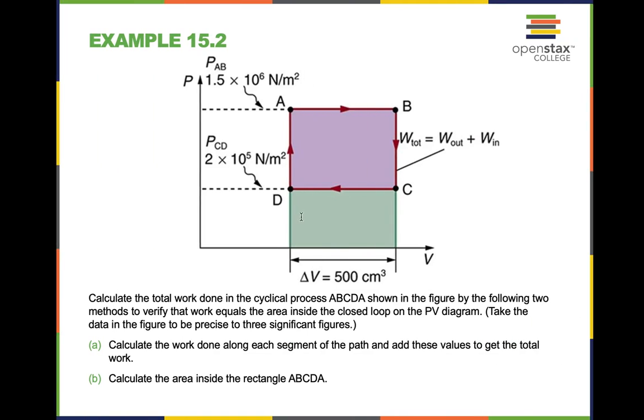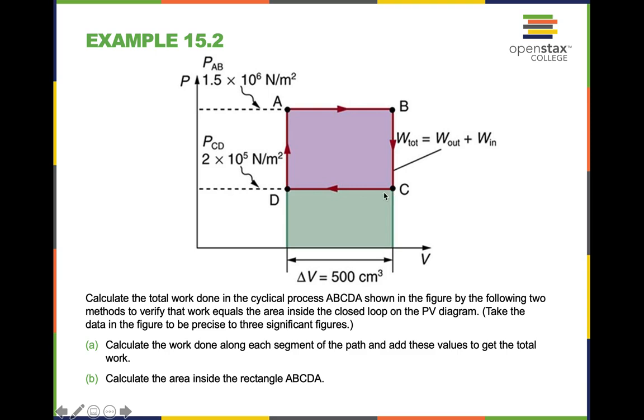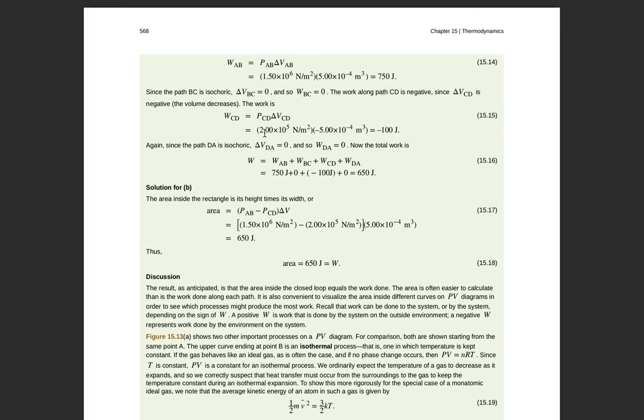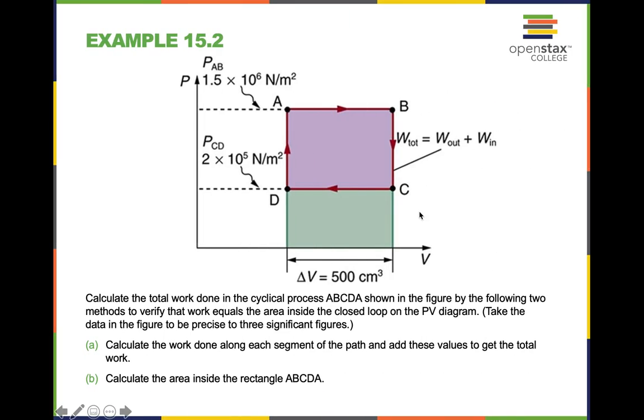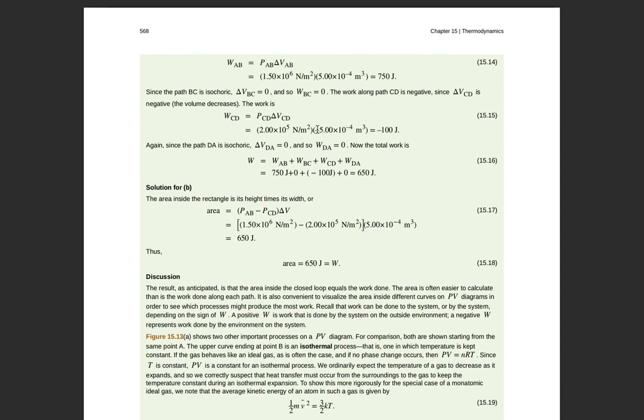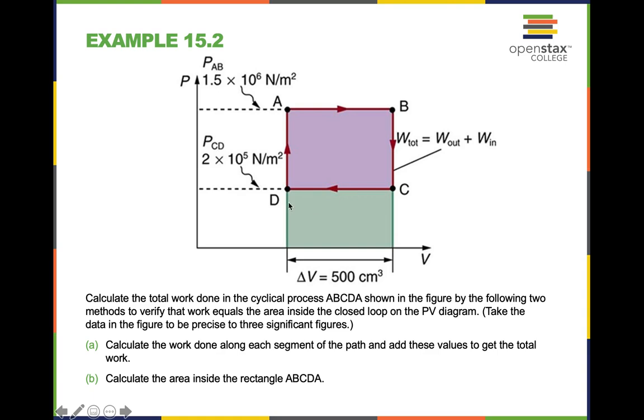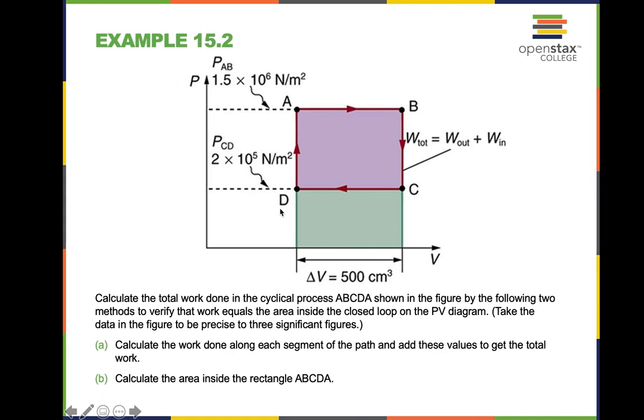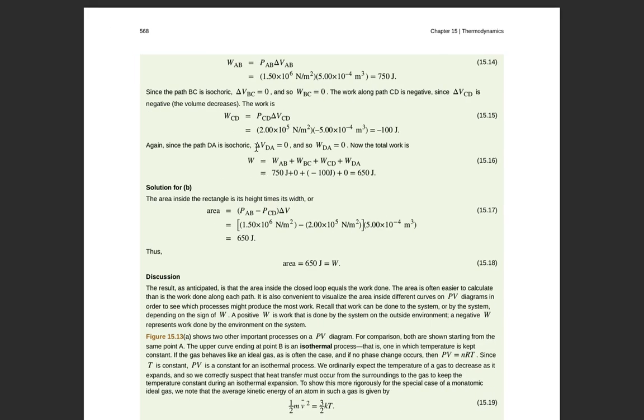So for CD, we have C here to D. Our pressure given is 2 times 10 to the 5th. But now here we're going in the reverse direction. So we know that our change in volume is going to be negative, which is why there's a negative right here. So that'll give us negative 100 joules. And same thing here. From D to A, there's no change in volume. So work done on D to A is 0.